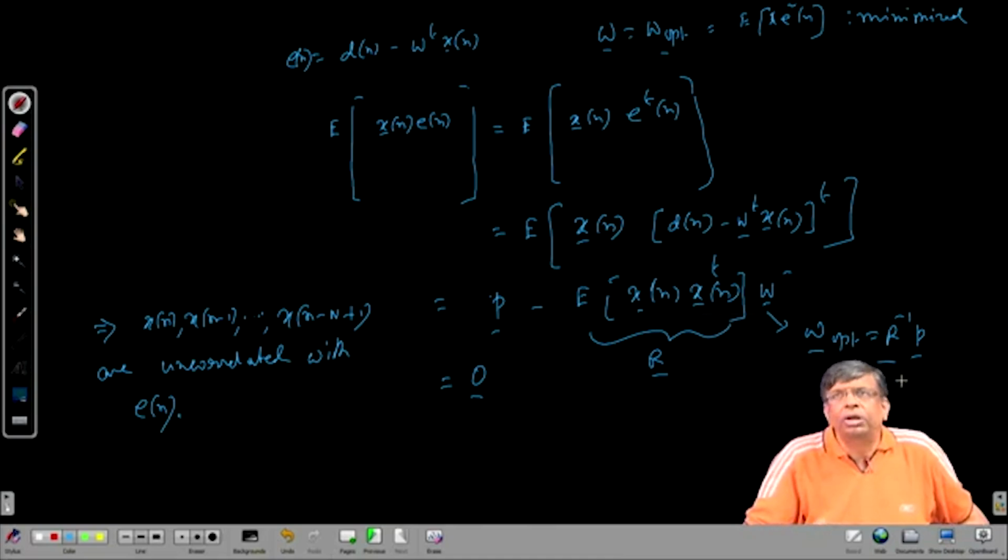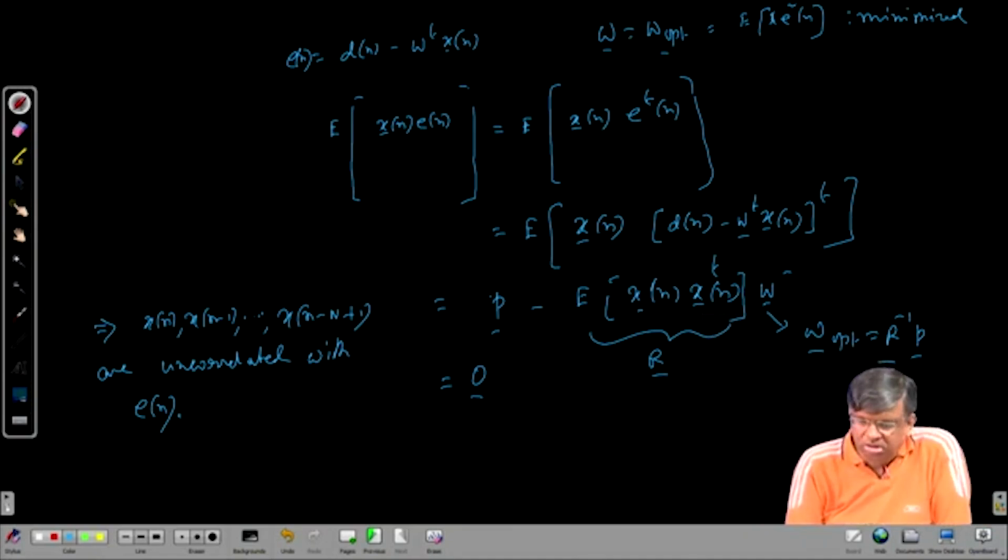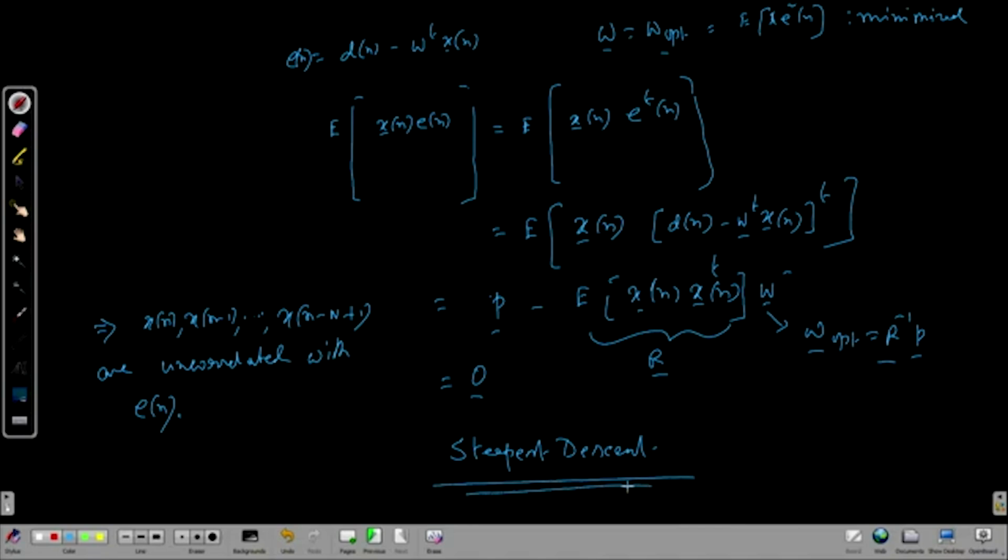Now, to go to the adaptive filter, there is an intermediate step where we still obtain this optimal filter only, but not by this method of R inverse P, by an iterative method called steepest descent. We will move to this first. This is an intermediate step to get at the adaptive filter belonging to the least mean square, LMS, family.